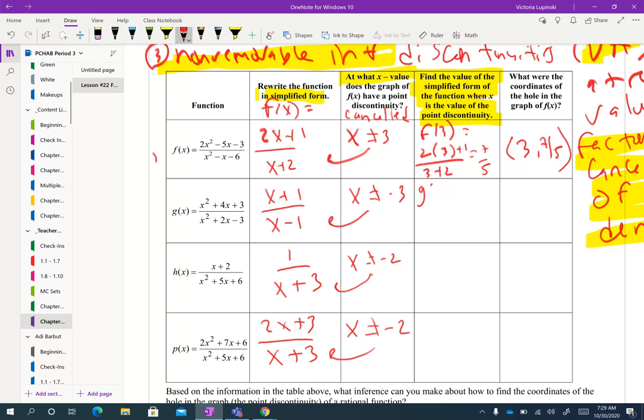So the conclusion that we're ultimately trying to gain here is that when you have a point discontinuity, it comes from when you cancel out a common factor, take that value of x that's restricted and plug it into the simplified version. So g of -3, if we plug that into our reduced form, we get -3 plus 1 over -3 minus 1. That's going to give us -2 over -4, which means that my coordinate is going to be (-3, 1/2). You should pause and try to do the last two. See if you can plug in the restricted value and find the entire coordinate of the hole.